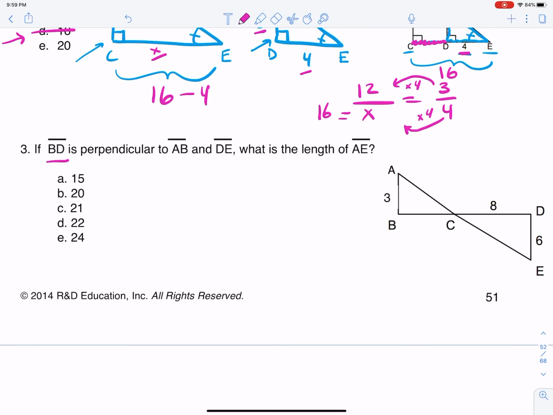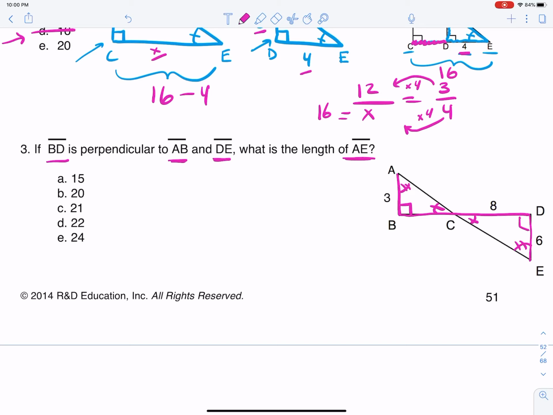So now our last one covering the same topic. BD is perpendicular to AB, so with AB, it makes a 90-degree angle, and DE also makes a 90-degree angle here. What is the length of AE? So now here's what we can do for this. We know that these angles, because they're right across from each other, are the same. So just like before, if two angles are the same, the third angles have to be the same. And here's the beautiful thing about this.